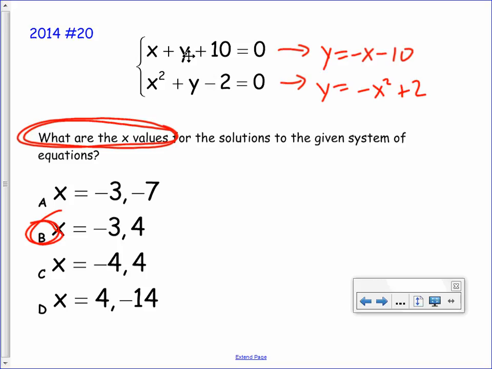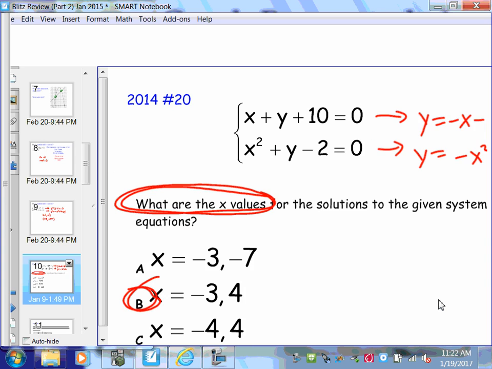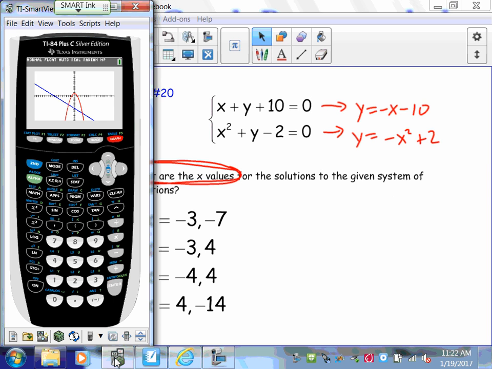I think -14 actually came up as one of the answers, but that's a y value. The 4. Oh, the other x value. Let me show it to you. Oh, okay. So it looks like the 4 is this answer. So second trace, intersect.